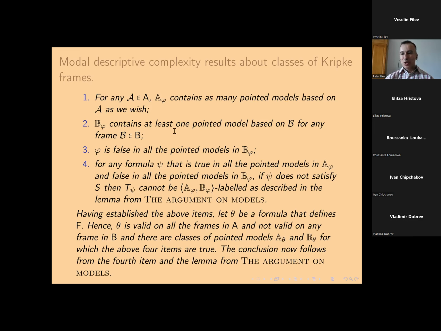And then for any formula psi that is true in all the pointed models in A phi and false in all the pointed models in B phi, if this formula does not satisfy the complexity requirement we're interested in, then its syntax tree cannot be labeled as described in the lemma from the previous argument, the argument for models. And if you manage to establish this, then you know that every formula theta that defines this class of frames should satisfy this complexity requirement. So again, the difficulty here is in finding the suitable classes of frames. Again, it's combinatorial and graph theoretical.